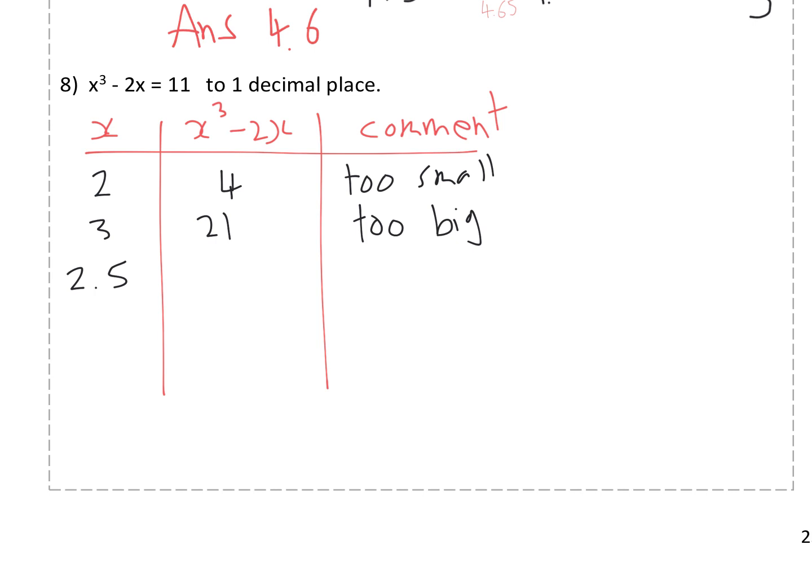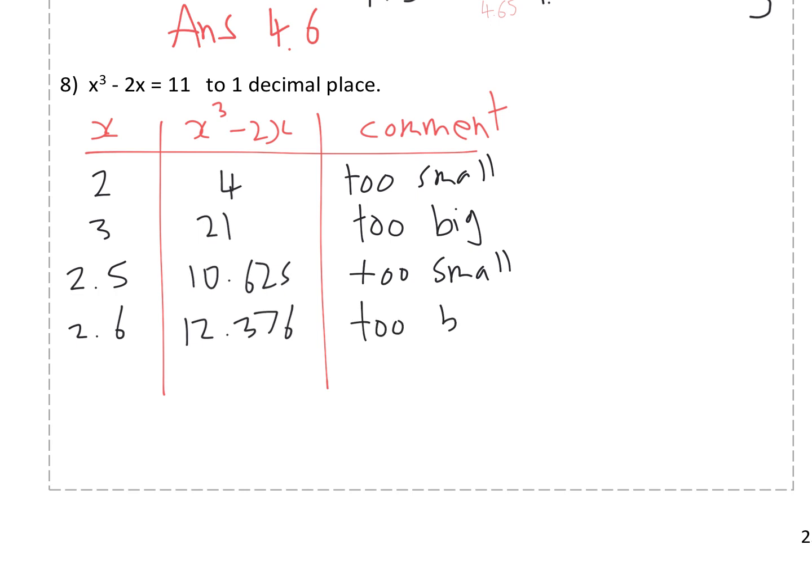2.5 cubed minus 2 times 2.5 gives 10.625. So getting close, but it's too small. I wouldn't want to go too much higher. I'm going to go to 2.6. 2.6 cubed minus 2 times 2.6 is 12.376. And that's jumped over the 11, so it's too big.